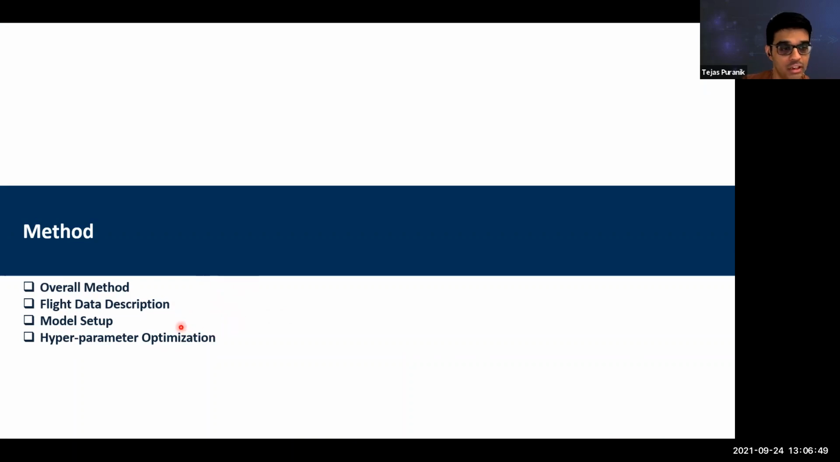I'm going to spend a little bit of time explaining our model setup, specifically the way the spatial and temporal features of flight data and flight dynamics are used, and then touch a little bit upon hyperparameter optimization that was conducted for this work in order to get the best possible models for this problem.